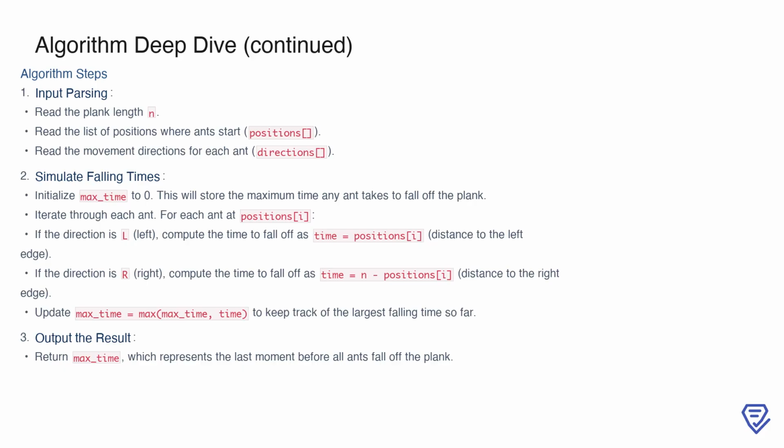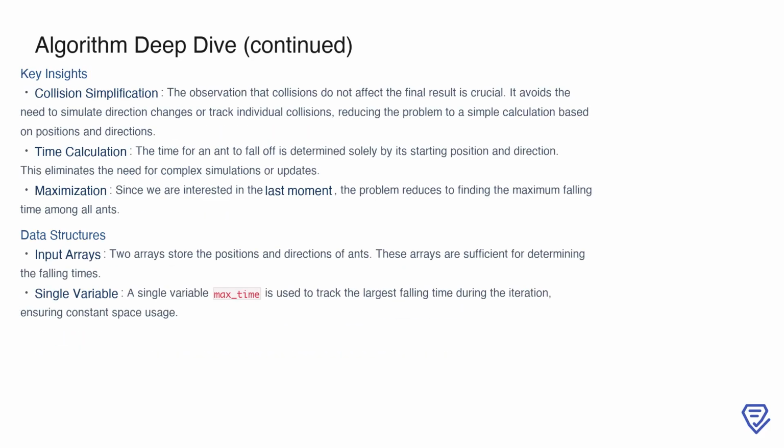For each ant, we check its direction. If it's moving left, the time to fall off is equal to its position, as that's how far it is from the left edge. If it's moving right, the time is end position, the distance to the right edge. At each step, we update max_time with the greater of its current value and the calculated time for the ant. Finally, after processing all ants, we return max_time as the result, which represents the last moment before all ants fall off the plank. The key insight that makes this problem manageable is the simplification of collisions.